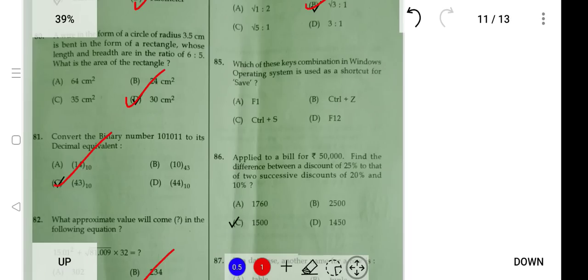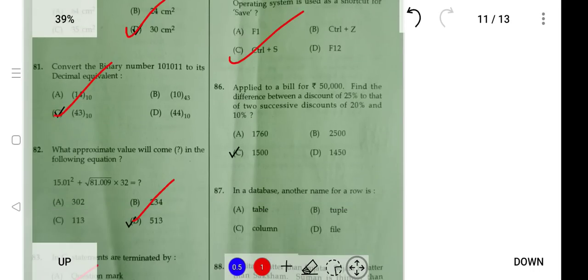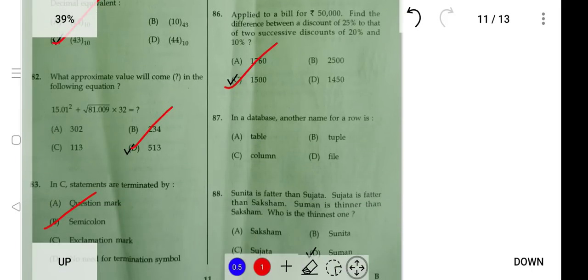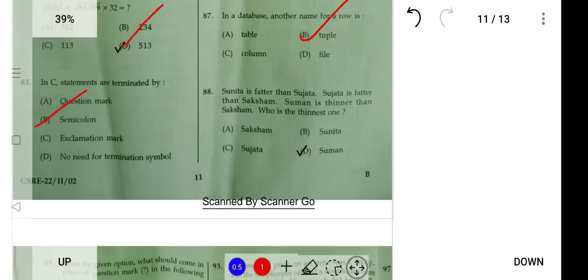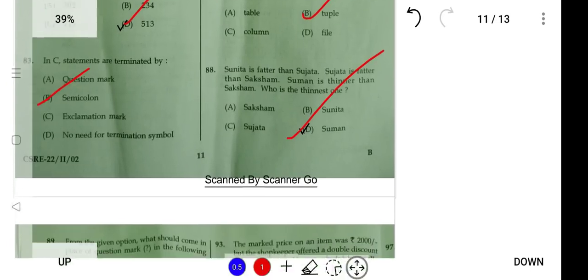Which of the following key combinations is the shortcut for save? So Ctrl+S is for save. A discount applied to a bill of 50,000, find the difference between the discounts of 10, 5 and 10, 10, so it is 1,500. In a database, another name for row is tuple. Sunita is the mother of Sanjata, Sanjata is the father of Saksham. So who is the youngest one? It is Suman.